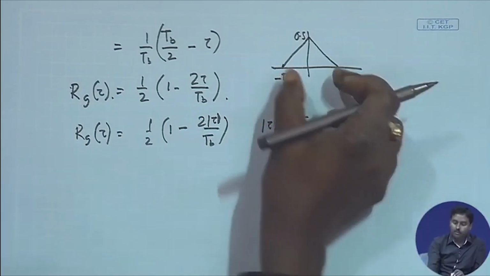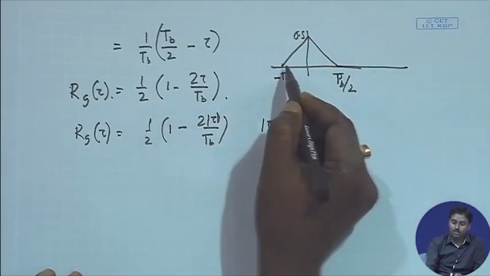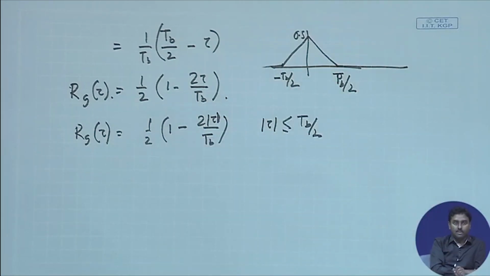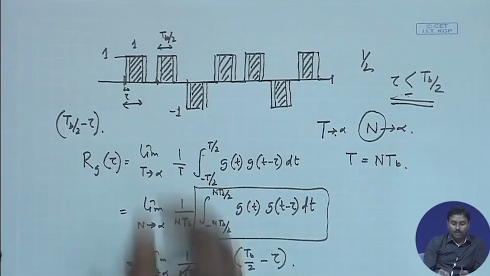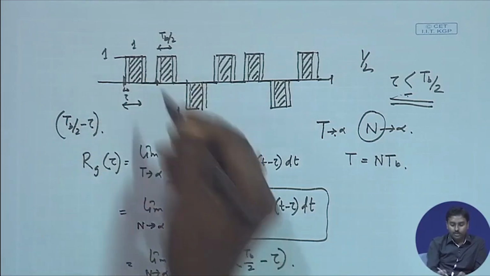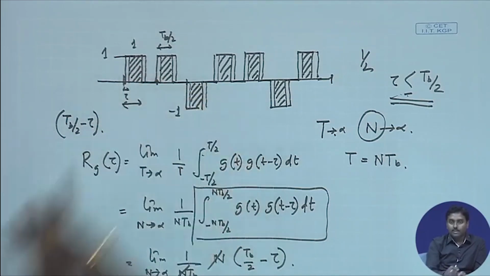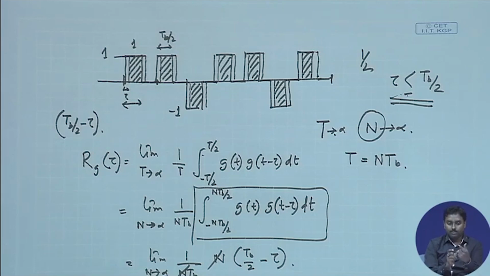Good. Up to this we have evaluated, but what about when tau can take any value? If now I wish to take tau greater than Tb by 2, what will happen? If tau is greater than Tb by 2, this will be shifted beyond this pulse. So his corresponding pulse will be shifted beyond the corresponding pulse.